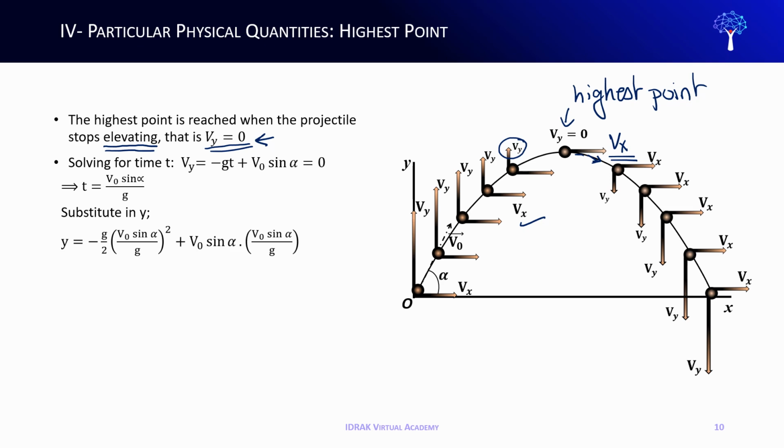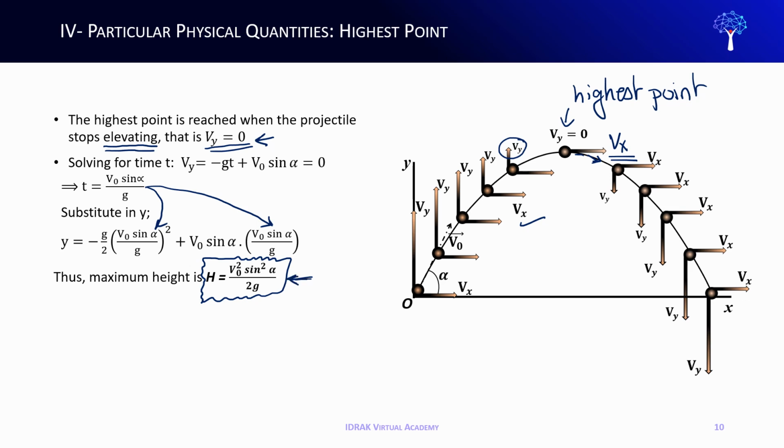Substitute in y. Now, y in y, not in x, because simply we need the height. And the height is this level, which is parallel to the y-axis. Now, substituting in y, we get y equals minus g over 2 multiplied by the value of t plus v0 sine alpha multiplied by the same expression of t, and we get the final result. The maximum height is h equals v0 squared sine squared alpha over 2g. It's a simple calculation. If you'd like to go over it and you have any questions about it, don't hesitate to type it in the questions and answers part.